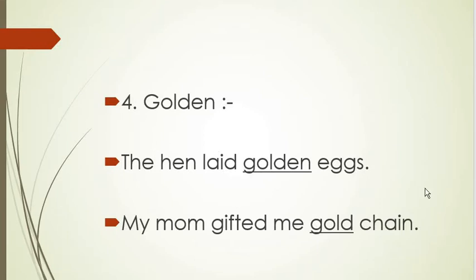I will repeat both of them so you can get the time to write. The first sentence I have made is, the hen laid golden eggs, in which we have underlined golden because you have used that word. You need to show that you have used that word. The second sentence is, my mom gifted me a golden or gold chain. Either of them will work. So I have again underlined gold so that you can easily highlight that you have used that word in the sentence. It is easy for us to check, and presentation-wise it also looks good.